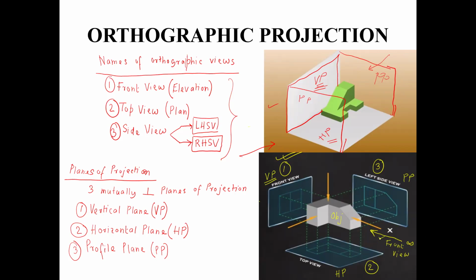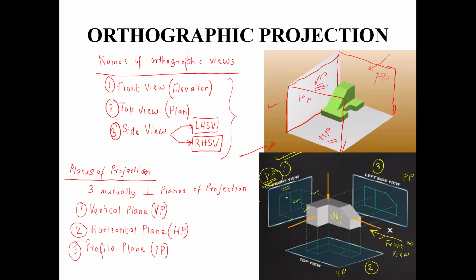So when you are looking at the object in this direction, then these lines are the set of parallel projectors. Now this set of parallel projectors will hit the vertical plane perpendicularly, out of the three planes which you can see in this figure. Therefore, the front view of the object will be captured on the vertical plane.